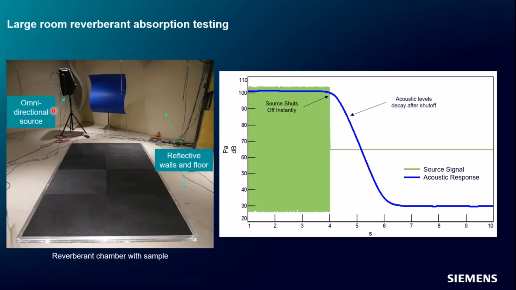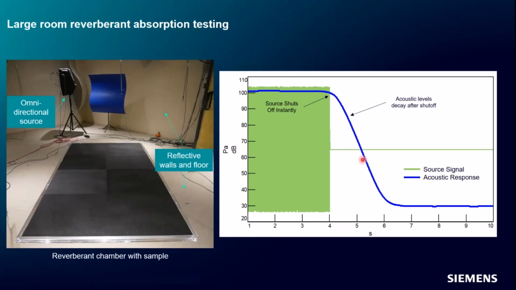And so essentially out of this omnidirectional source, we'll place a high level of noise, shown here in green, and then we'll shut that off very, very quickly. And in blue, we're showing you the overall sound pressure level from multiple mics or even a microphone that's on a boom that's rotating to be spatially averaged. And so we shut off that sound, and you see the sound pressure level begins to fall.